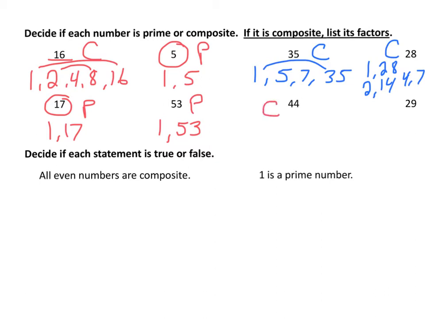44 is a composite number because I can think of some other things that I could multiply. Not only could I multiply 1 and 44, I could also do 2 and 22, or 4 and 11. So I have lots of different possibilities, meaning it's a composite number rather than a prime number. Our last one over here, 29, this one is a prime number because the only thing I can multiply together to get 29 is 1 times 29.